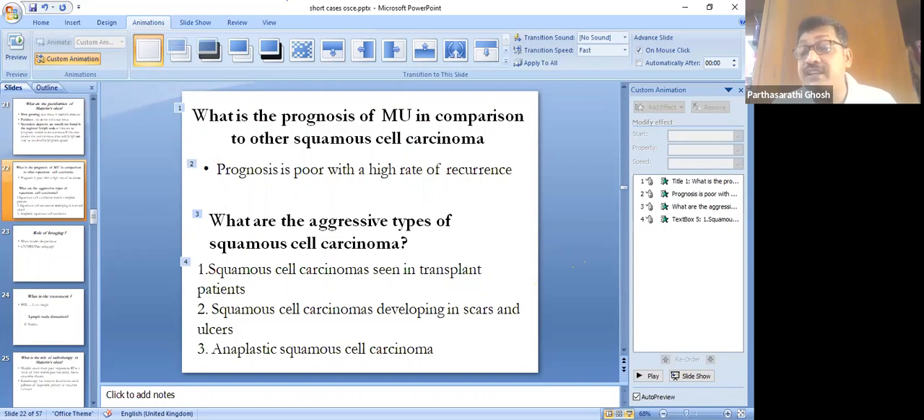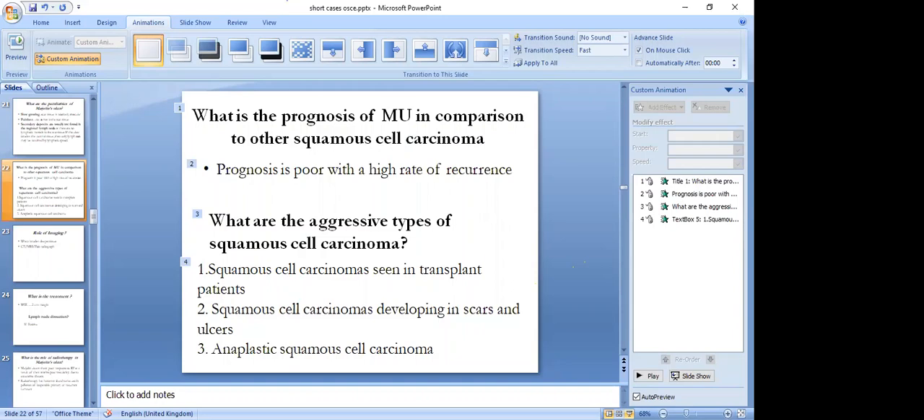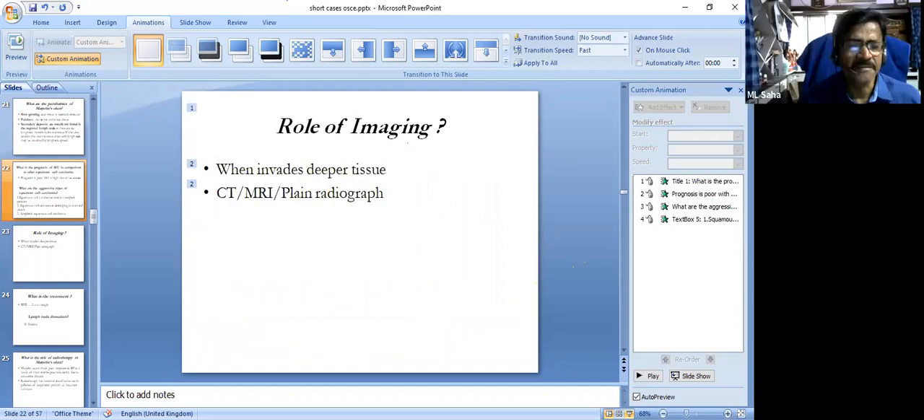They are actually the carcinomas which arise in transplant patients, and in scars and ulcers. And the poorly differentiated squamous cell carcinomas are actually more aggressive. So marginal ulcer actually has a poorer prognosis than other types of squamous cell carcinoma. Okay. Now, what is the role of imaging?